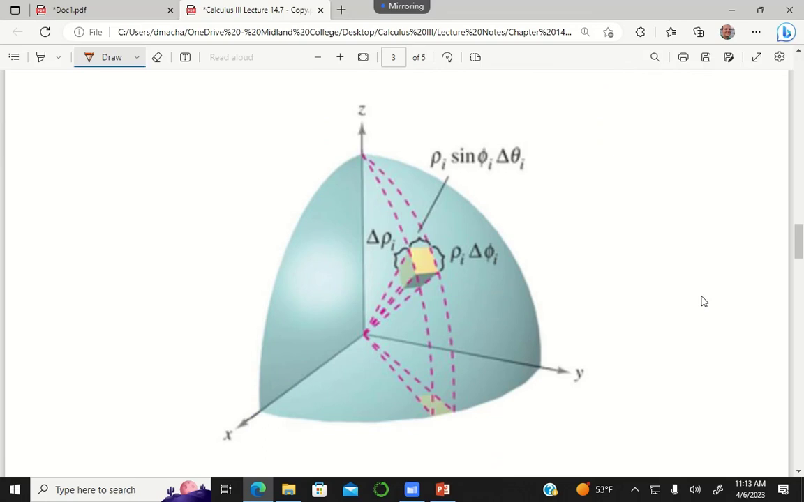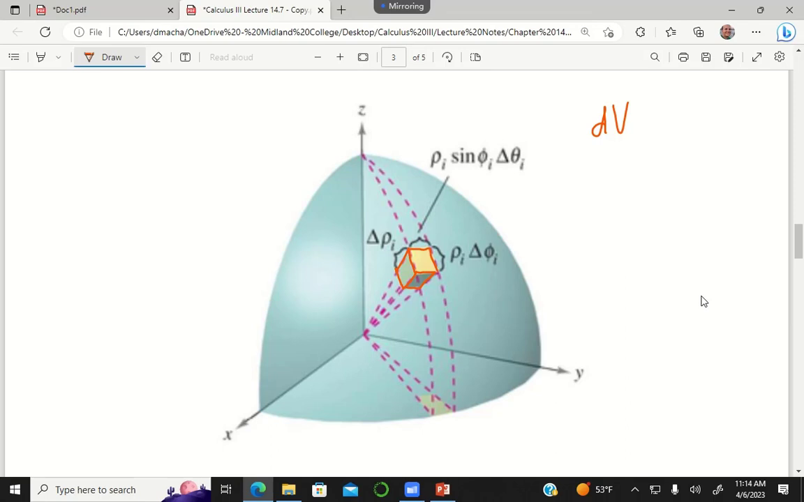I didn't want to draw this, and so I stole this from my textbook. But if you have some little differential volume in spherical coordinates, you can imagine taking this little chunk. It's like almost a cube shape, but not quite.